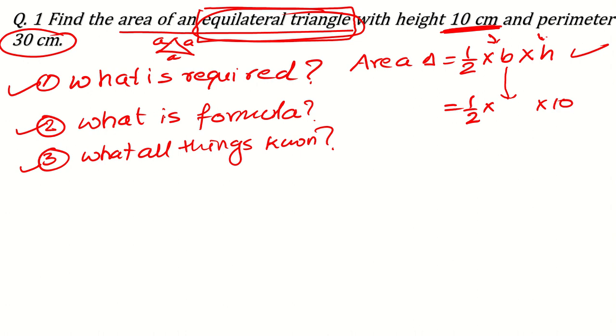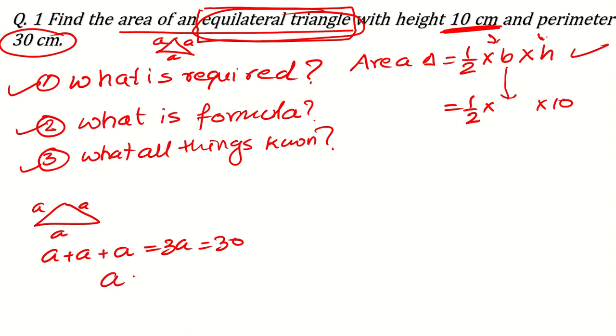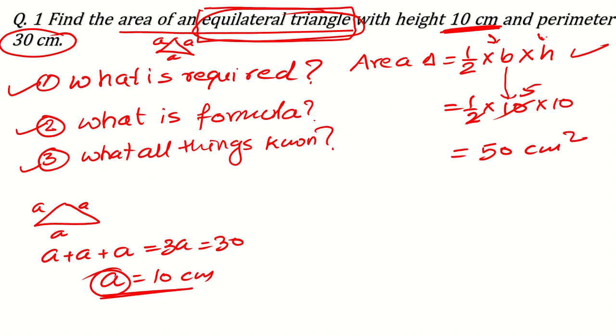Perimeter means the sum of all the sides. If you have an equilateral triangle and all the sides are equal, then A plus A plus A means 3A, and it is equal to 30 because the perimeter is given as 30. So A will be equal to 10 centimeter. This is your side, so write this side value here, 10. Now you can solve the question. 10 divided by 2 is 5, and 10 times 5 is 50 centimeter square.